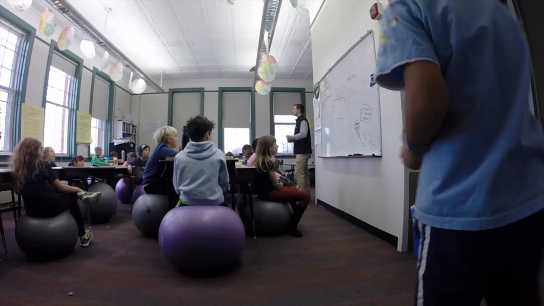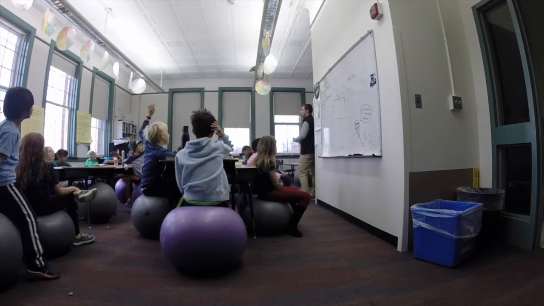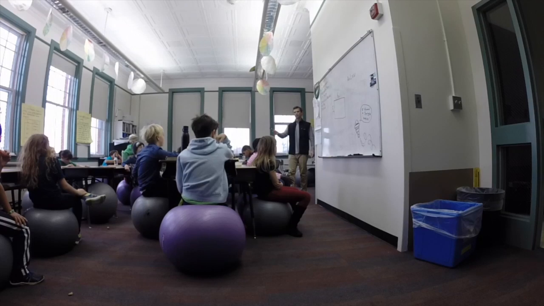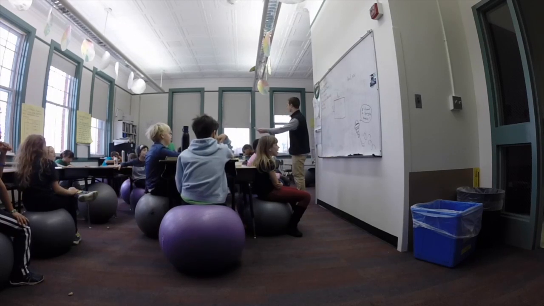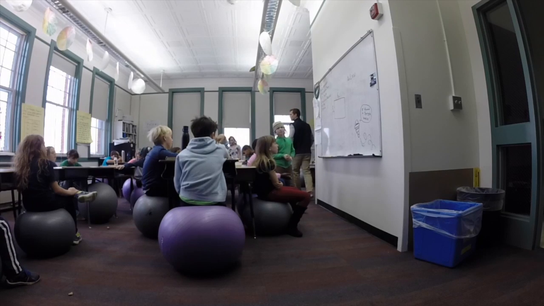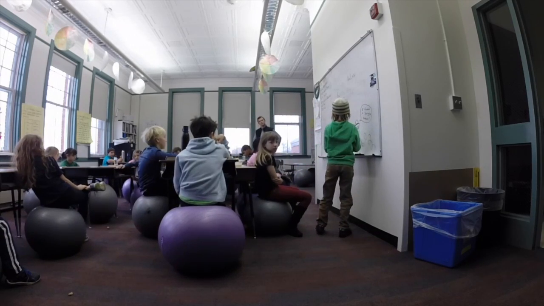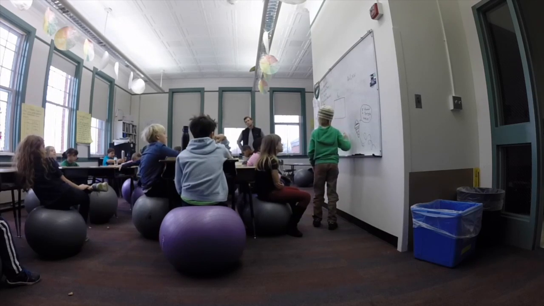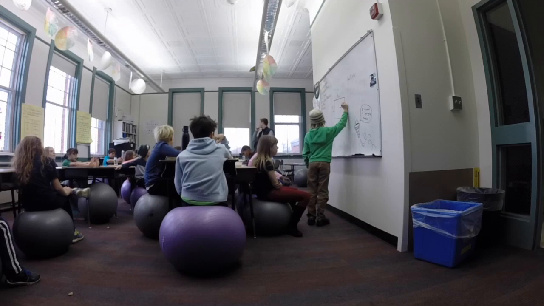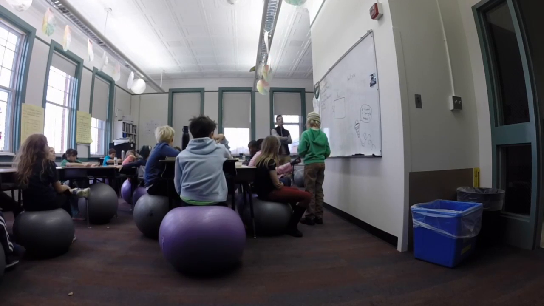Who wants to solve for the perimeter of this and talk us through what they're doing? Sam. The perimeter always has to be larger than the area. Always? Always. Okay, go ahead, Sam. Talk us through what you're doing.